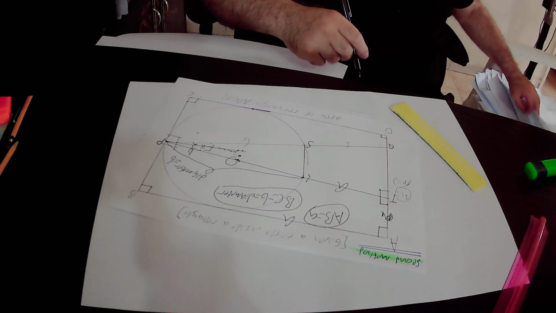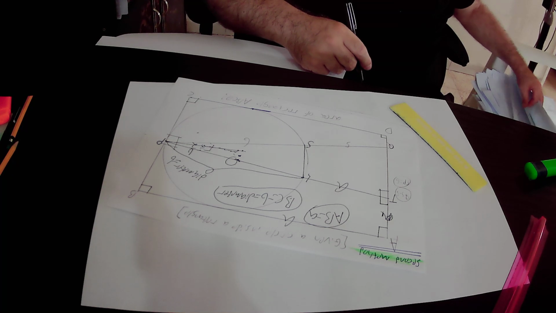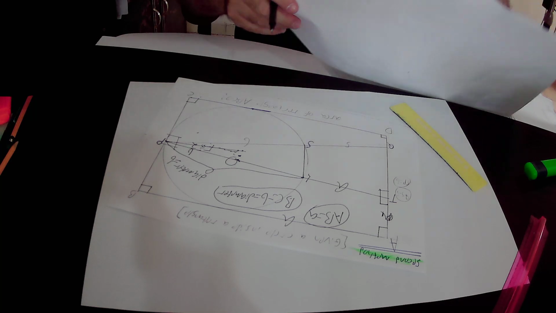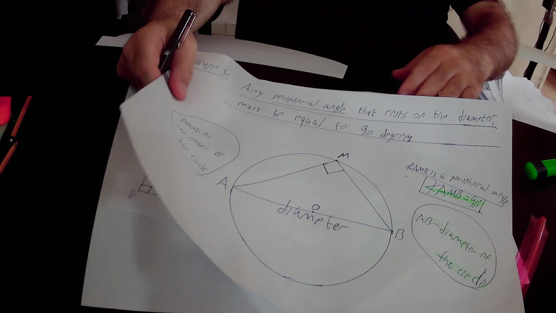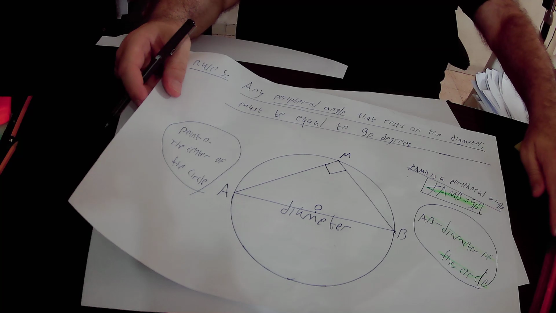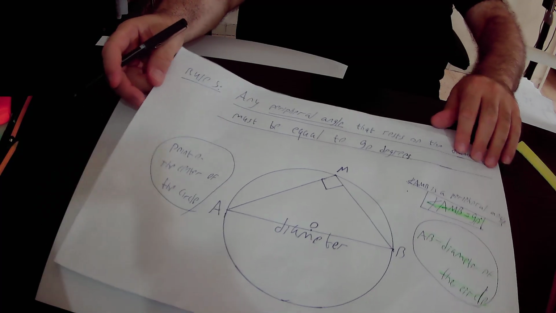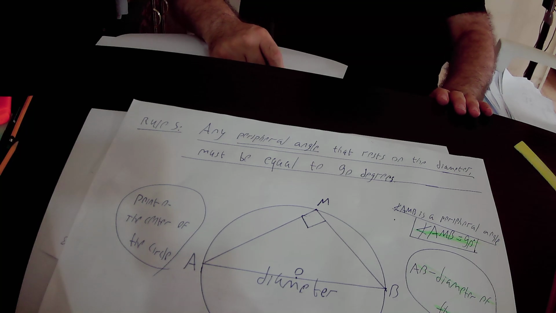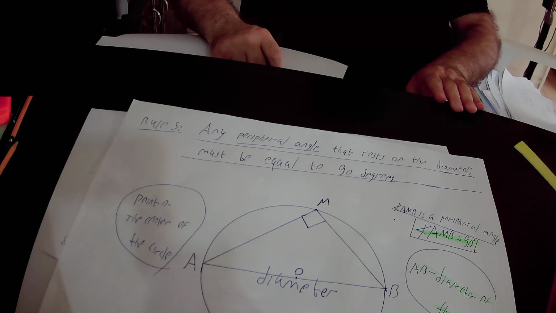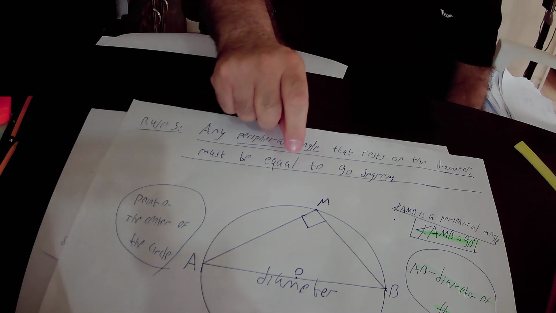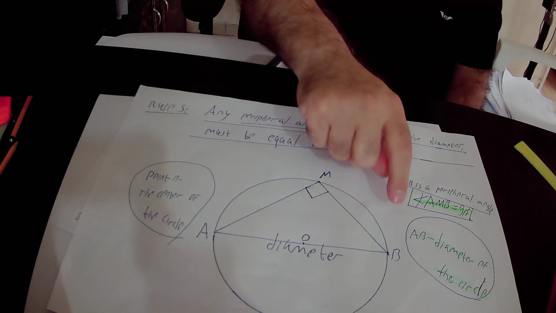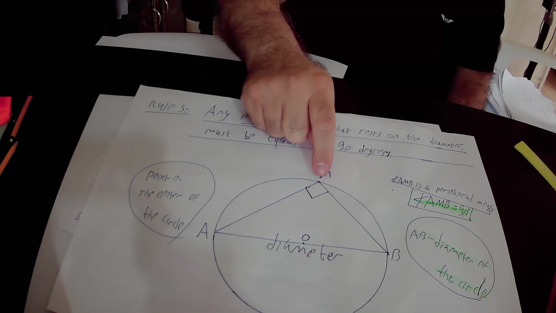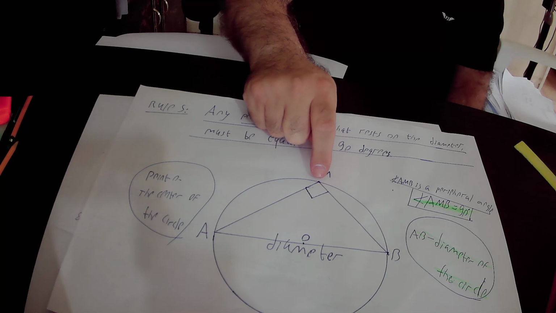And we actually have rule number 5 that talks about peripheral angle that rests on the diameter of the circle. According to rule number 5, any peripheral angle that rests on the diameter of a circle must be equal to 90 degrees. Here we have peripheral angle AMB that rests on AB, that is the diameter of the circle, and therefore it is equal to 90 degrees. This peripheral angle equals 90 degrees.